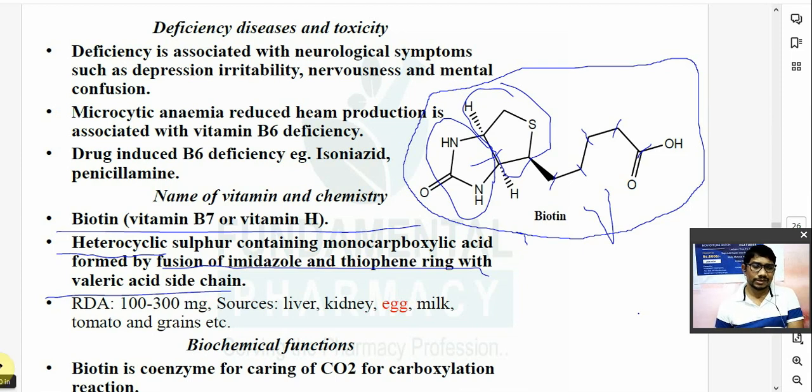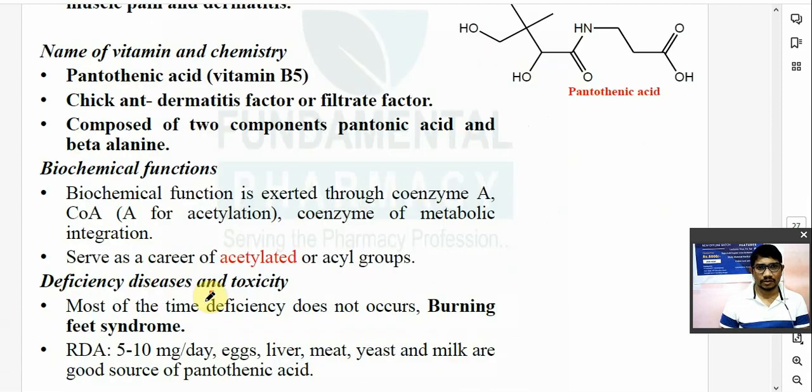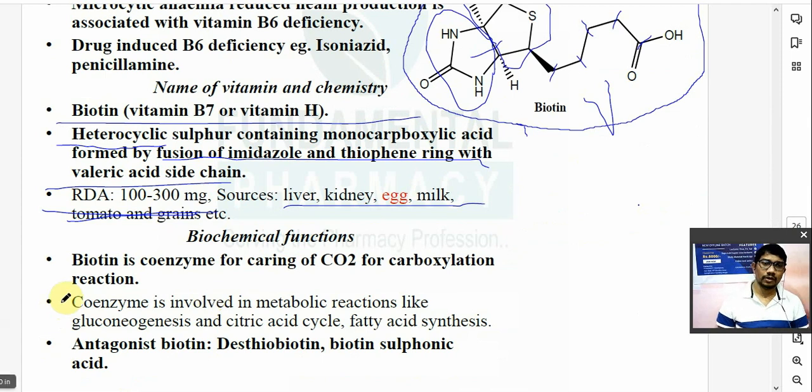Now what is the recommended daily allowance of biotin? Normally 100 to 300 micrograms is required. What are the sources? It is found in liver, kidney, egg, milk, tomato and grains. Biochemical function of biotin: it acts as a coenzyme for carrying carbon dioxide for carboxylation reactions. So what is biotin? It is a coenzyme for carrying carbon dioxide for carboxylation reactions.